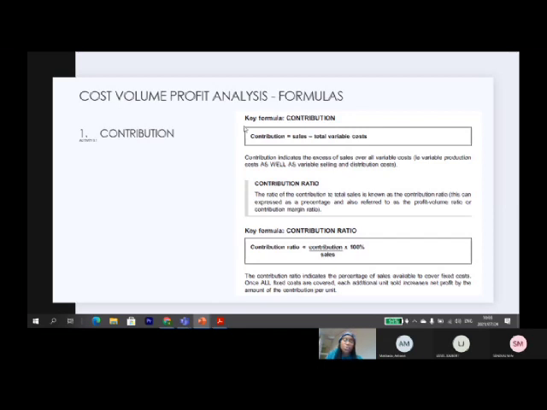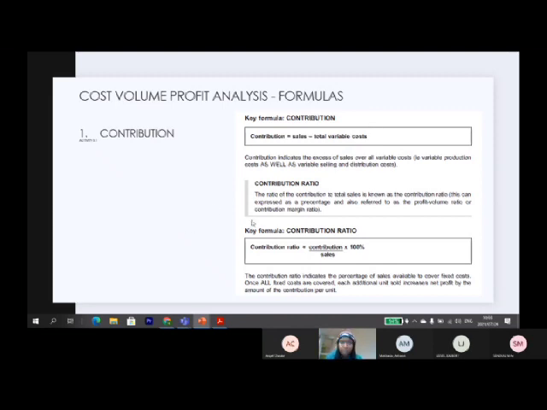So they're saying as well as variable selling and distribution costs. When you're reading, once you've identified your variable cost and you're asked to do a CVP analysis, remember that it's all variable cost, all of them, irrespective of whether they are indirect or direct.